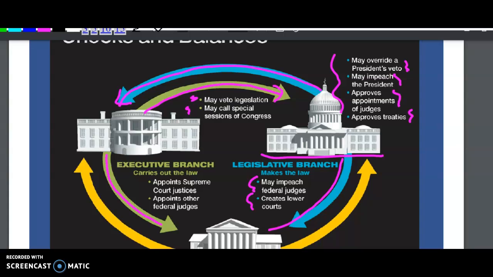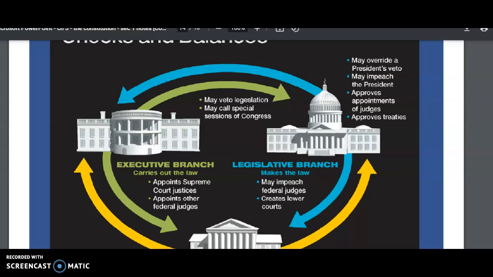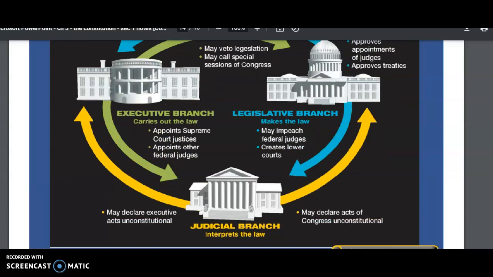The executive branch can also check the judiciary branch, which is down here. The executive branch carries out the law. It appoints the Supreme Court judges, and it appoints other federal judges. That's how they check to make sure that the Supreme Court doesn't get to pick their own judges. Their judges are picked by the executive branch, but they have to be approved by the legislative branch. So that's how the checks and balances work. And then the judiciary branch has its own checks. It checks the executive branch.